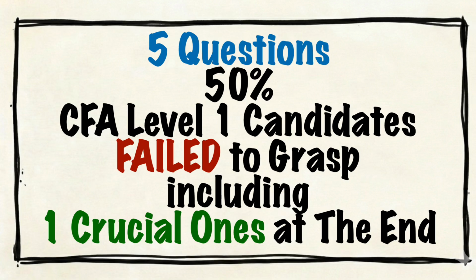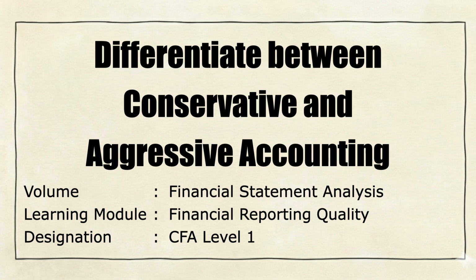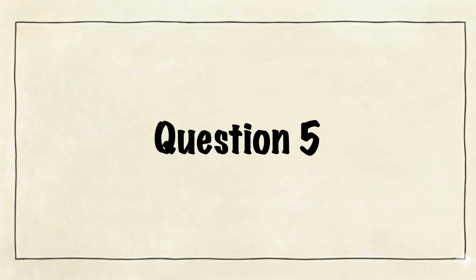4 questions 50% of CFA Level 1 candidates fail to grasp. Differentiate between conservative and aggressive accounting. Question 5.